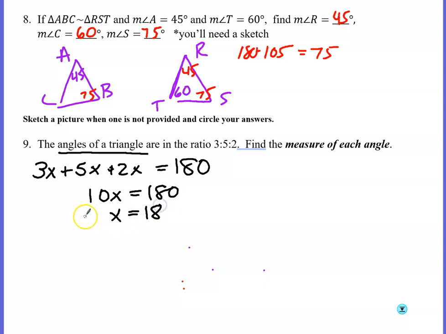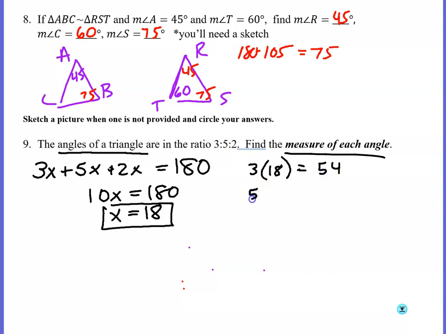Now careful, that's just the multiplier. My final answer is the measure of each angle, so then I'd have to plug in 18 back to both. So I'd have to take 3 times 18 to get that first angle, so I get 54. And then 5 times 18 to get the second angle, which is 90. And then 2 times 18, which is 36. So there's my 3 angles.